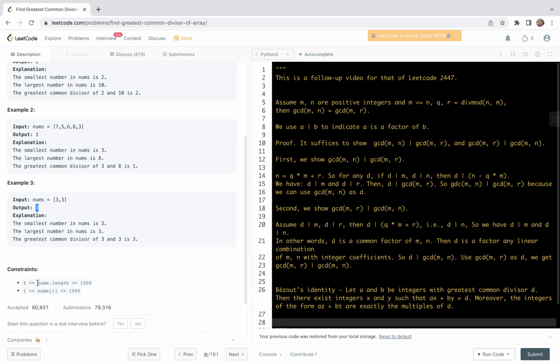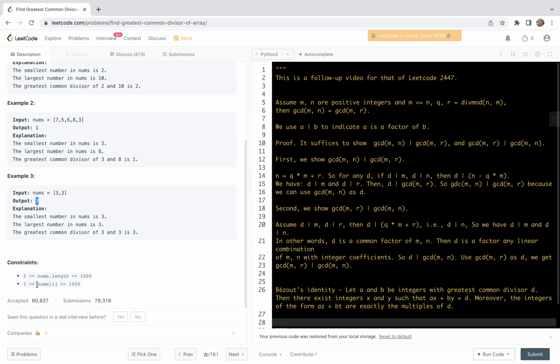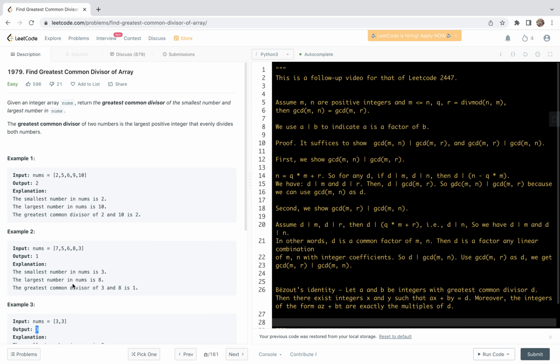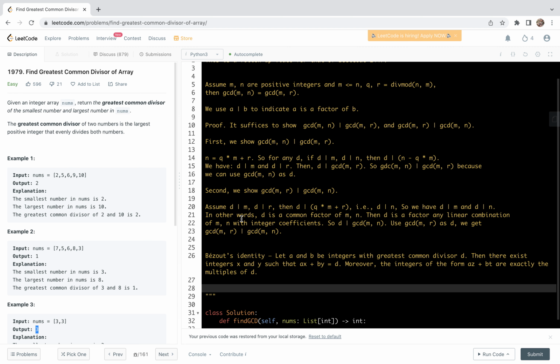Here actually for this problem to be valid, the length can be 1, right? In that case, the min and max coincide. Here the nums i element is between 1 and 1000. With that said, we are ready to do the analysis.